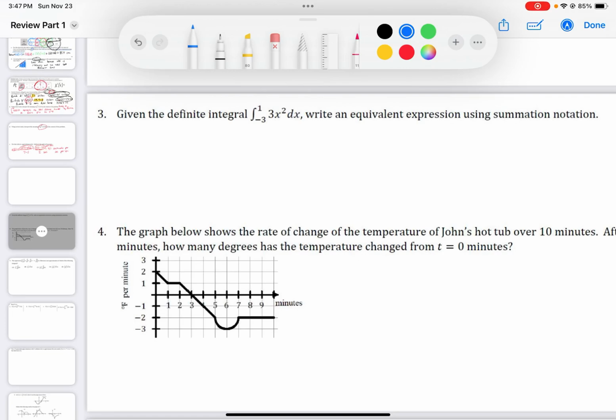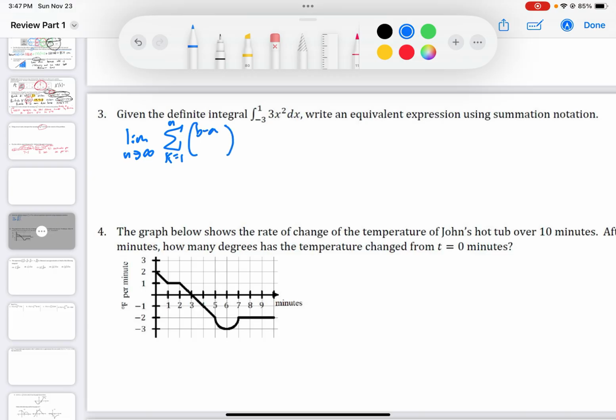All right, so in part 2 of this video, we'll finish up this review. It says, given the definite integral from -3 to 1 of 3x squared dx, write an equivalent expression using summation notation. So this is summation notation for an integral, and you have to pretty much memorize this. If you understand what it's saying, it makes it a little bit easier.